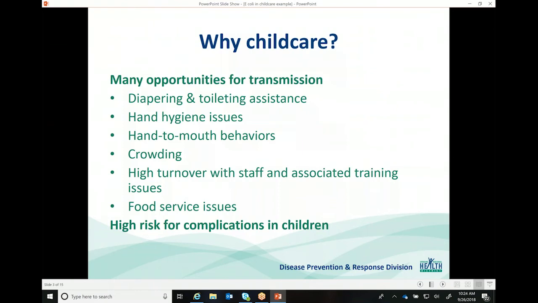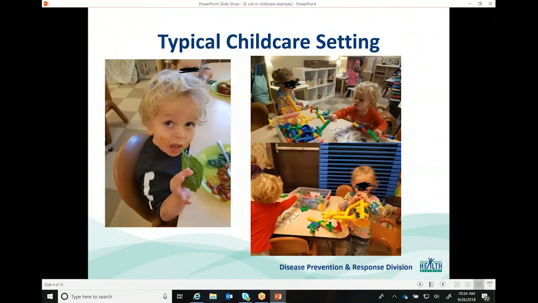And we also care about the childcare setting because young children are more likely to suffer from severe illness if they acquire an E. coli infection, and they're more likely to acquire hemolytic uremic syndrome, which really makes this type of community issue especially important.